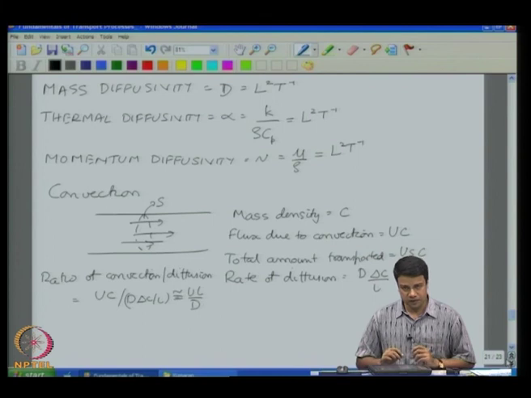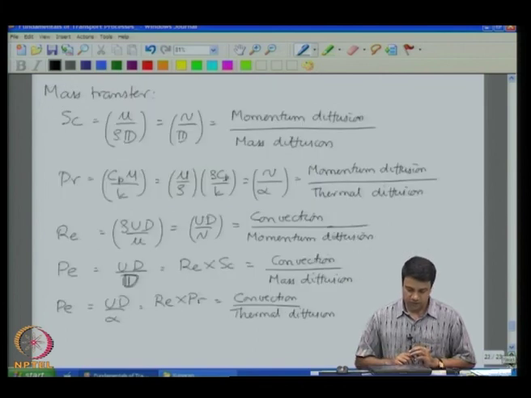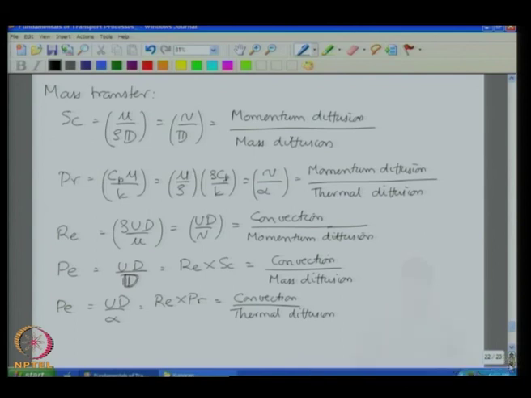The convective part just goes as u times the quantity. The flux due to convection just goes as u times the quantity. On that basis, we got dimensionless groups as the ratios of convection and diffusion, or the ratios of two different diffusivities.